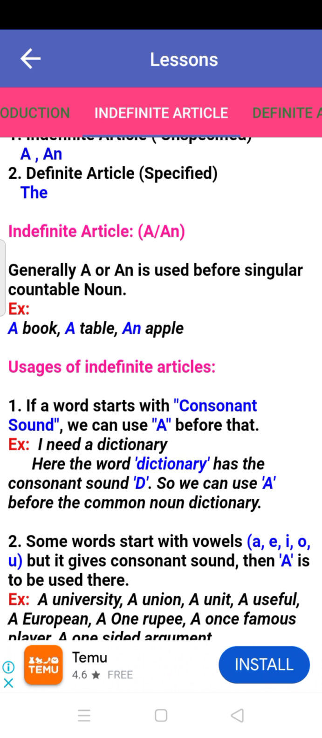Example: a book, a table, an apple. So here we use a book, meaning the book is singular, therefore we add a. At the same time, only one table is there, therefore we say a table. If it is tables, we don't say a tables, we say the tables. An apple: it is starting with a vowel, therefore we use an apple.